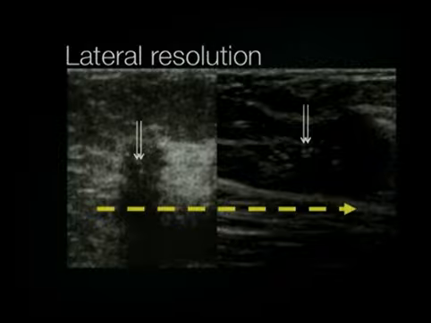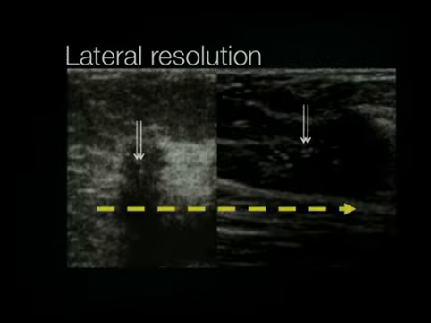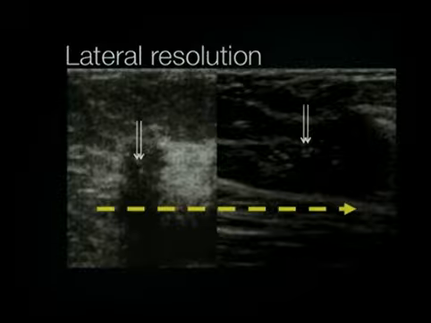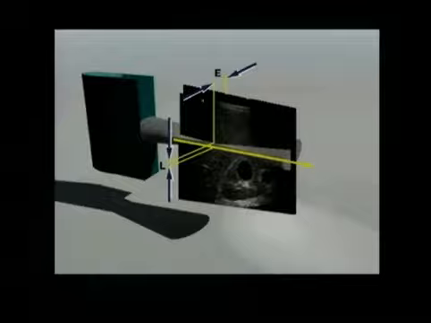Lateral resolution defines the ability to differentiate objects that lie side by side in the plane perpendicular to the direction of the ultrasound beam. Again, we see two calcifications lying side by side in these images, which are defined by the lateral resolution of the ultrasound device.